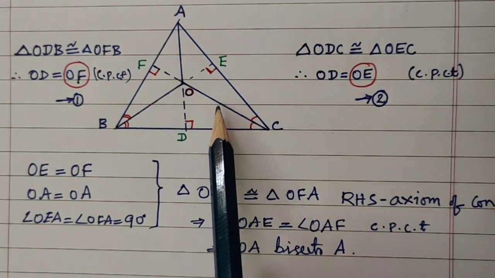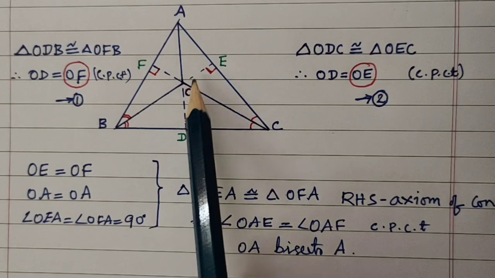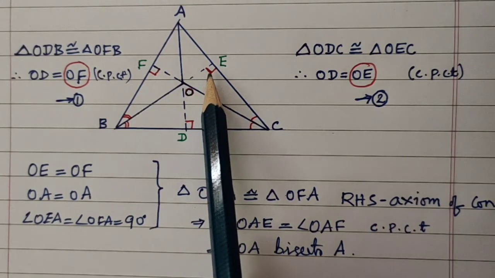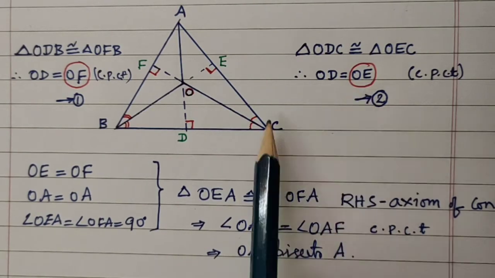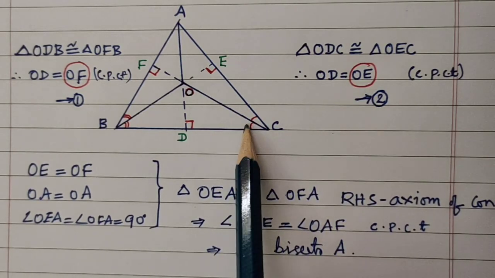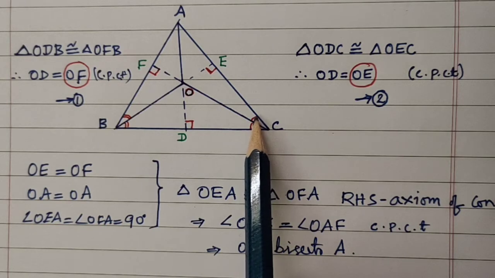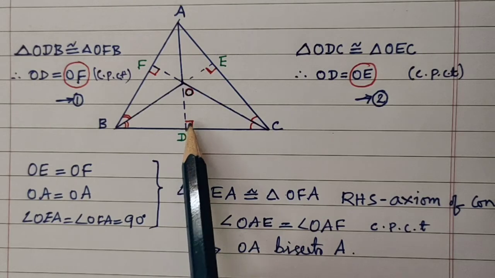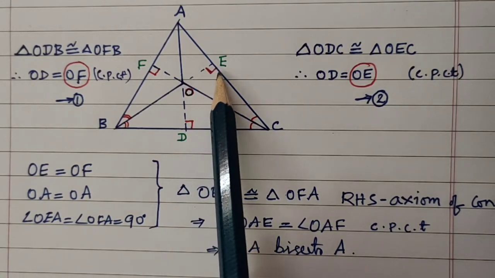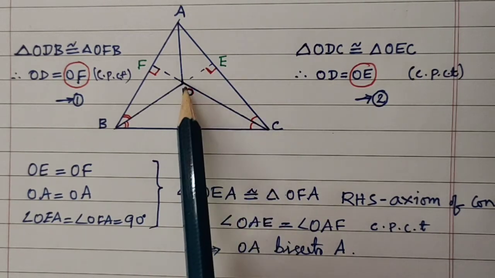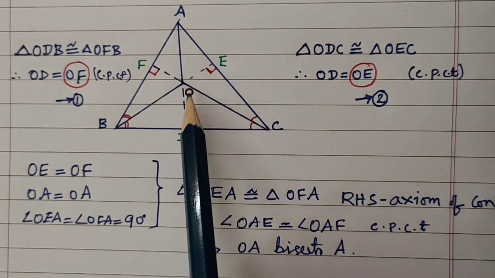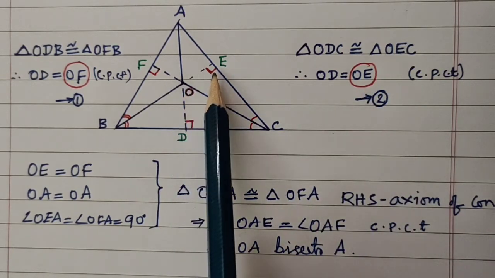Therefore, OD is equal to OE, corresponding parts of congruent triangles. So in these two triangles, these two angles are equal because CO was bisecting angle C, and these two are equal because they are 90 degrees, and OC is the same for both triangles. Therefore, according to CPCT, OD is equal to OE.